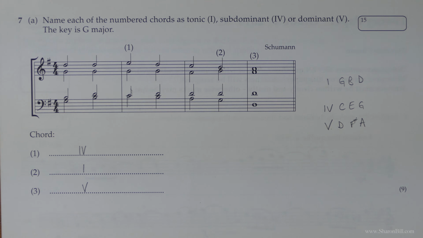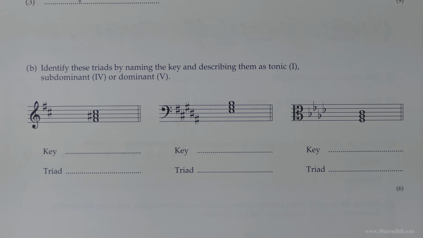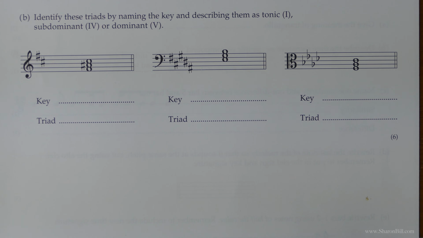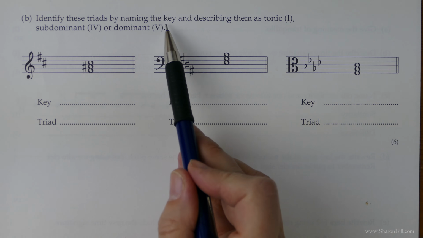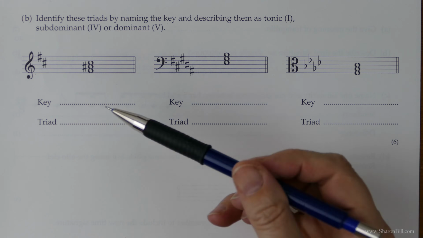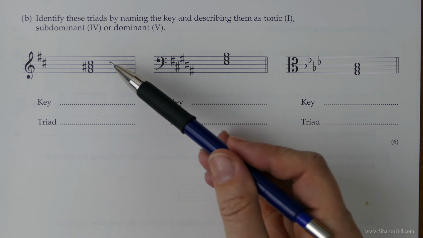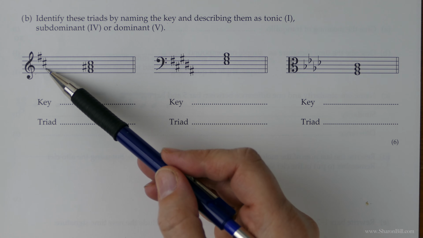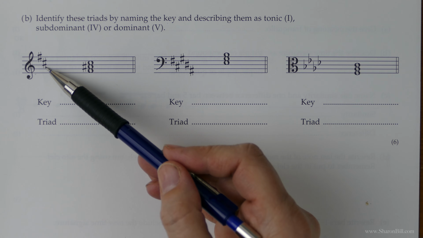So it's a similar sort of thinking that we need for this next question, but we're going to have to just extend our thinking a little bit further beyond that. So we're asked to identify these triads by naming the key, and then we need to describe the triad. Is it 1, 4 or 5? We're not told what key we're in. So this could be a major key, it could also be a minor key.